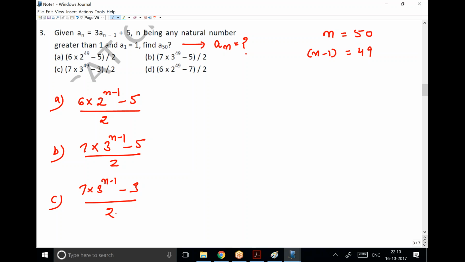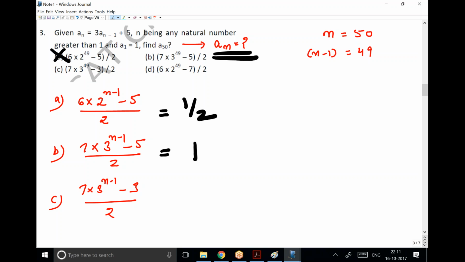Now we know a1 is equal to 1. So when a1 is equal to 1, it means in the place of n, if I put 1, it should be equal to 1. So let's put n is equal to 1 in the given answer options. If you put n is equal to 1 in option A, it comes out to be 1 by 2. So we can immediately say answer option A can never be our answer. Look at the answer option B. If I put n is equal to 1 there, it comes out to be 1. So it can be our answer.